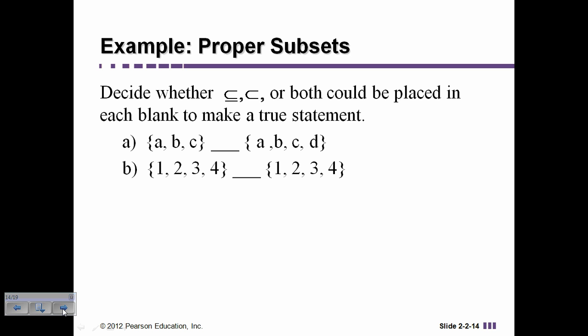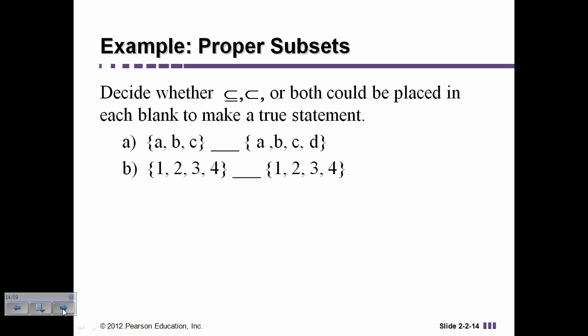So on example A, A, B, and C are elements of the set A, B, C, and D. So {A, B, C} is a subset of {A, B, C, D}. Since {A, B, C} is not equal to {A, B, C, D}, then it is also a proper subset. So example A is both. It is a subset and it is a proper subset.